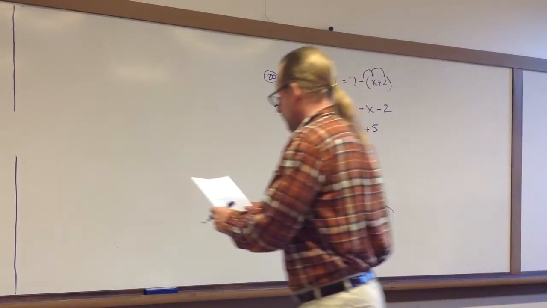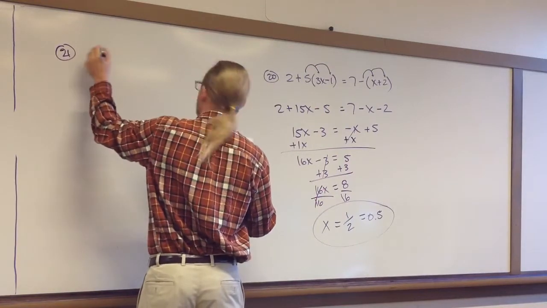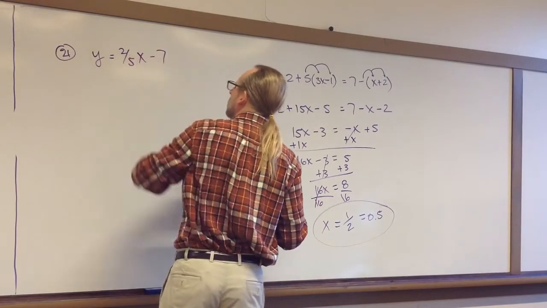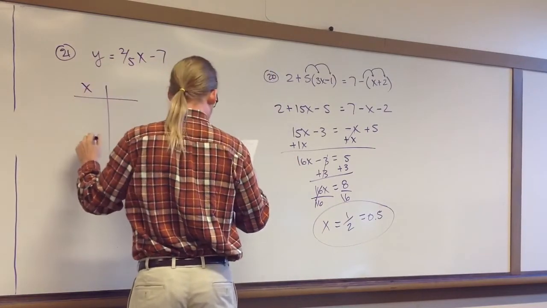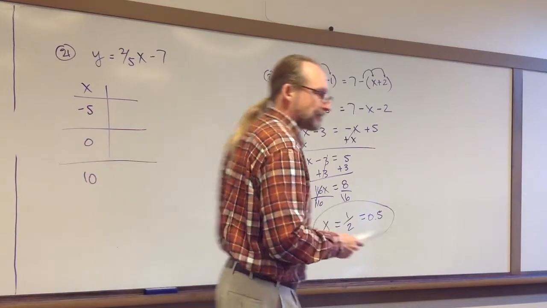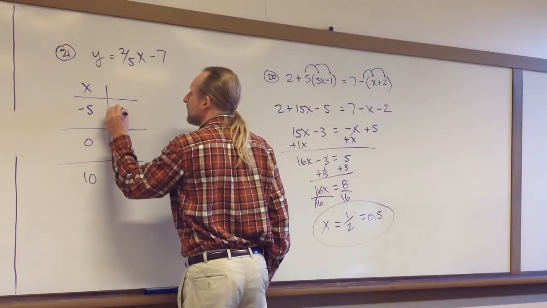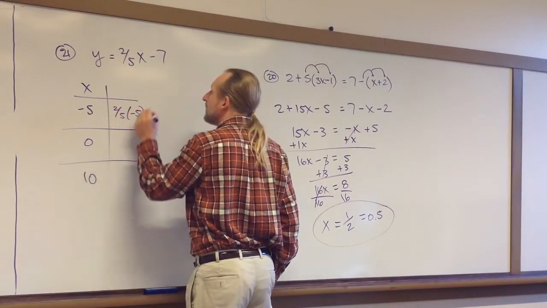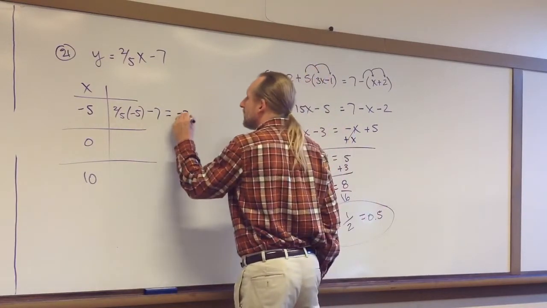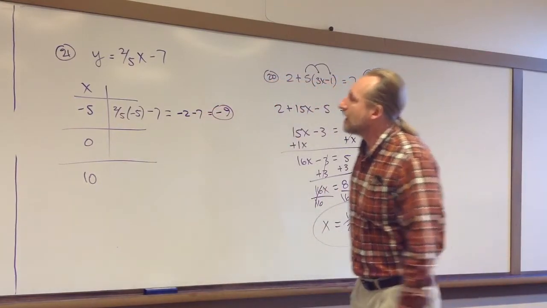Okay, problem 21. We want to find y values for the given x values using the formula y equals 2/5 x minus 7. So let's see, we've got x values of negative 5, 0, and 10. Okay, so we're going to take our x value of negative 5, plug it in there for x, and then calculate. 2/5 times negative 5 is negative 2, minus 7 is negative 9. There we go. All right.